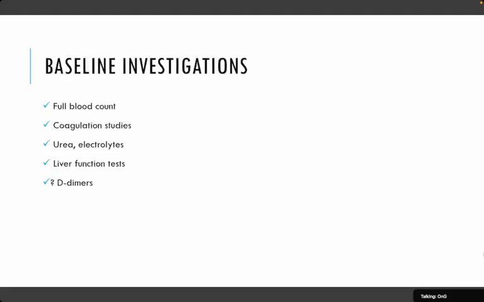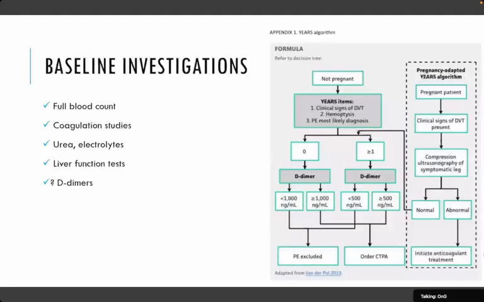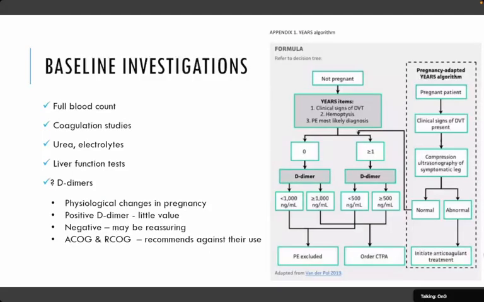But the problem with D-dimers in pregnancy is that their levels increase due to the physiology of pregnancy. They increase with the increasing gestational age. They may also be affected by multiple gestations, cesarean delivery, certain pregnancy complications such as abruptio, preeclampsia, or sepsis.